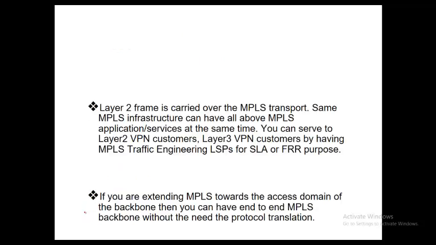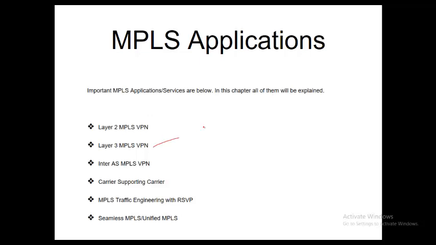Now, the layer 2 frame is carried over MPLS transport. So the service is a layer 2 frame, and the transport is over MPLS. The same MPLS infrastructure can have all the MPLS application services at the same time. So if one router is doing L2 VPN, it doesn't mean that you cannot have L3 on the same router. You can have MPLS VPN, L2 VPN, layer 3, layer 2. You can have all of them on a single router. Nothing wrong. They are all different applications.